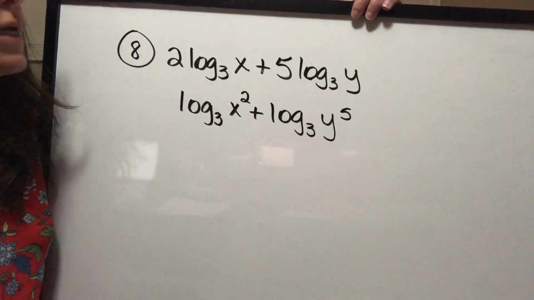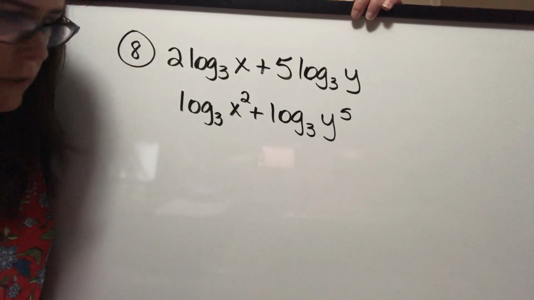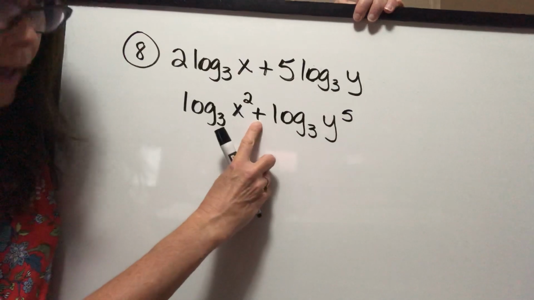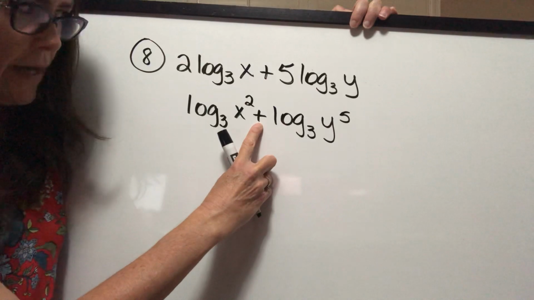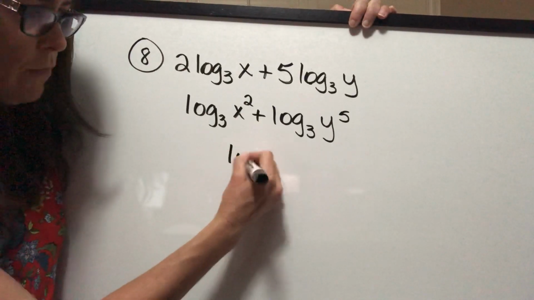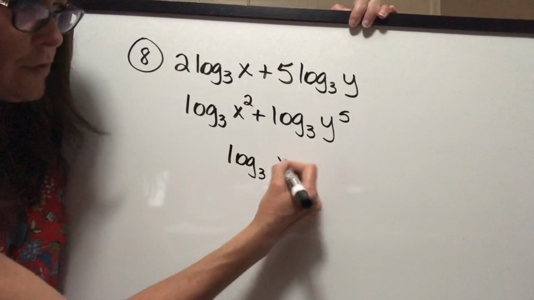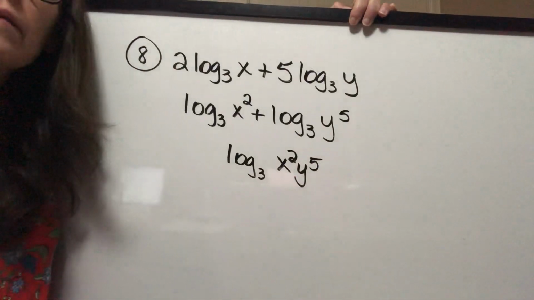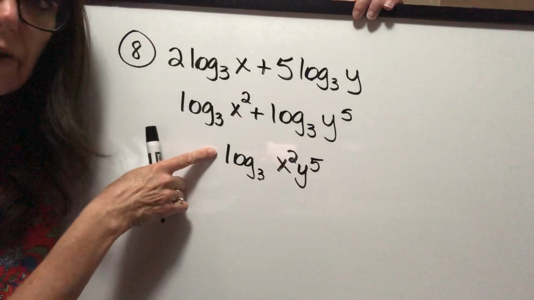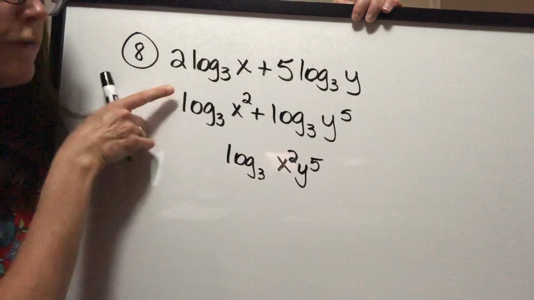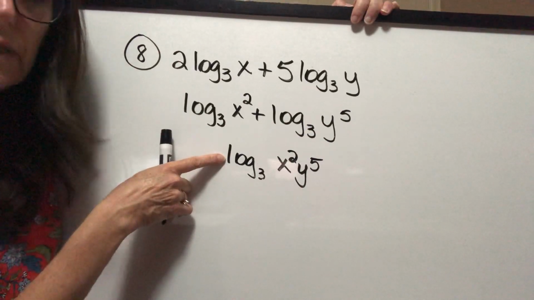So now we will do one more thing. We want to change this into a single log. Condensing means you want one log at the end. So if you see 2 logs that are being added, look at the product property of logs in reverse, and you'll see that that means it's multiplication. So you're going to write 1 log, still with a base of 3, and you're going to multiply x squared and y to the 5th, and you just do that by showing them side by side. That implies multiplication. So it would be log base 3 of x squared y to the 5th. So that would be your final answer for number 8. We first applied the power property of logs, and then we applied the product property of logs to get this answer.